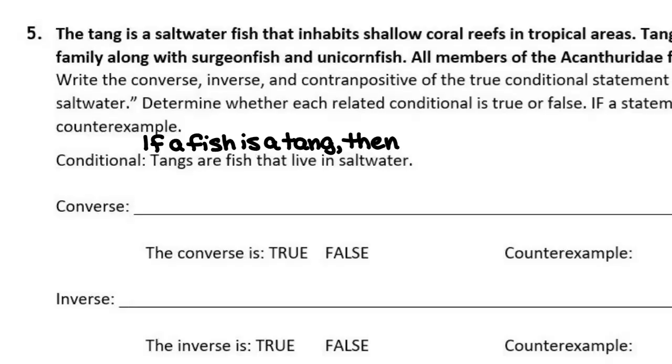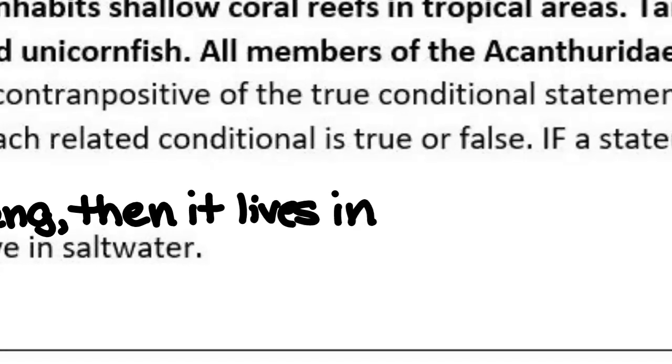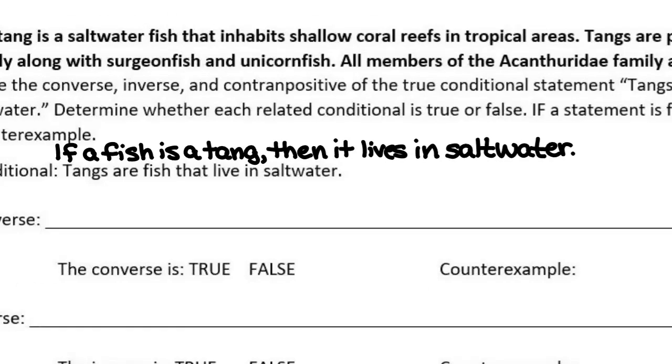I'm taking this sentence here and changing it into an if-then. So if a fish is a tang, then what? Then it lives in salt water, yes. Then it lives in salt water. All right, so there's my if-then.